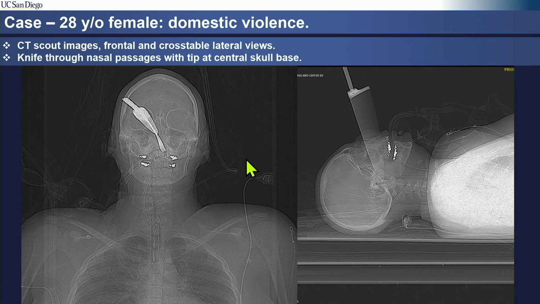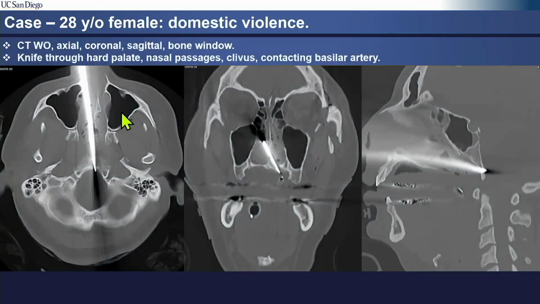This was a patient that was a domestic abuse victim, and as you can see, somebody stuck a knife in her head, and the tip of the knife was very close centrally in the posterior fossa. We did a head CT, which shows that the knife does penetrate through the bone of the clivus into the retroclival cistern. And there's a very important vascular structure in that region, of course, the basilar artery. So this is a very tenuous situation.